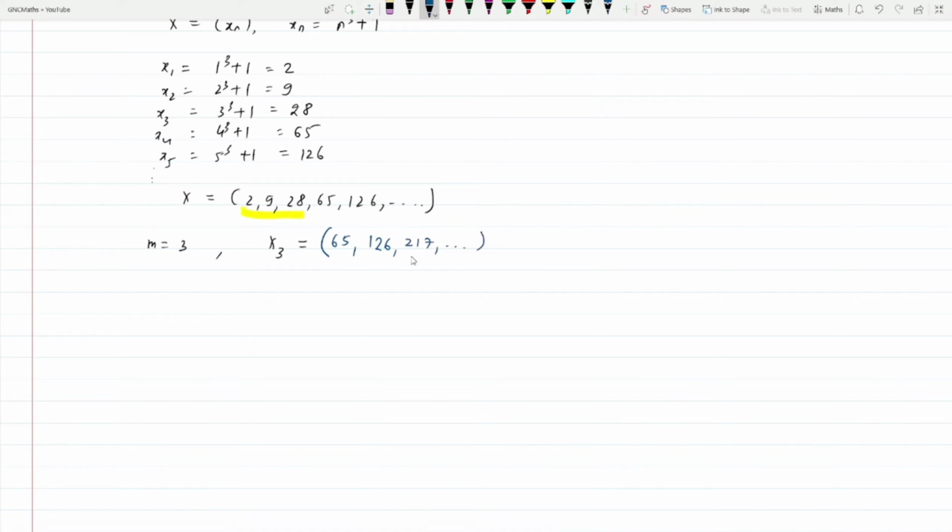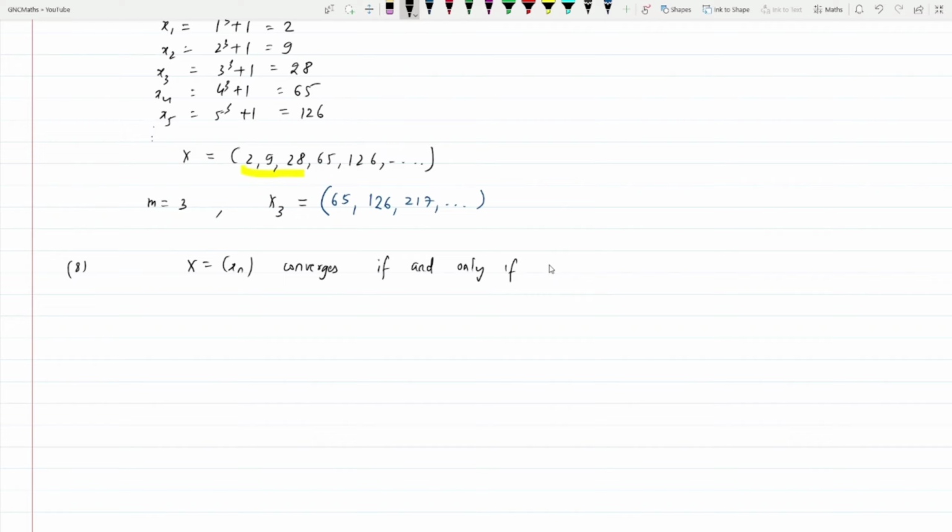The m-tail of a sequence helps us to decide the convergence of the parent sequence from which it is made. So we have a short result which states that x equal to xn converges if and only if the m-tail of the sequence xn converges. And in this case, the limit of sequence x is the same as the limit of the m-tail sequence.